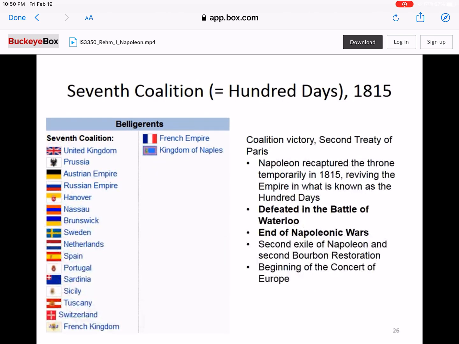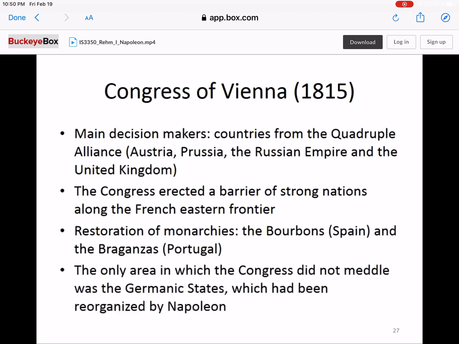The 100 days are the Seventh Coalition, and you see that everybody now is against France, and France suffers a decisive defeat in the Battle of Waterloo. In the Congress of Vienna, which starts in 1815, the main decision makers are the countries from the Quadruple Alliance: Austria, Prussia, the Russian Empire, and the United Kingdom.